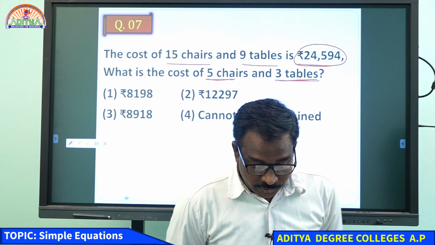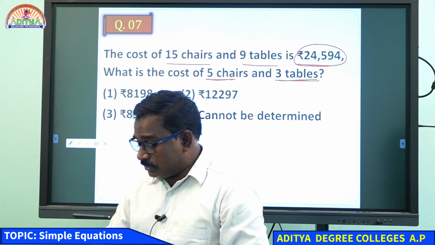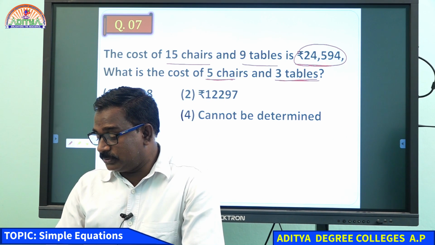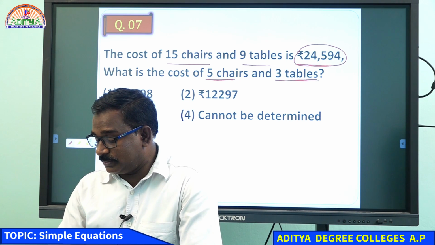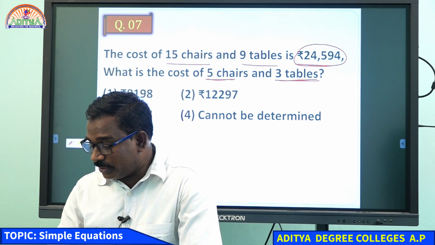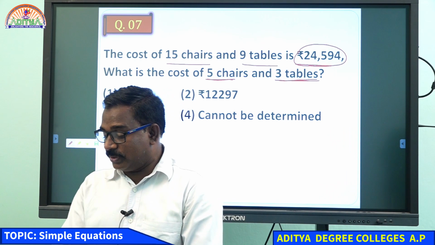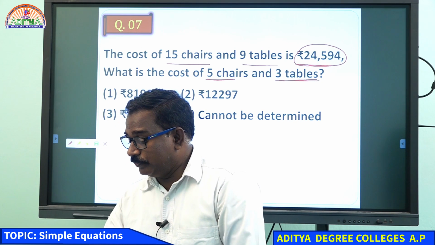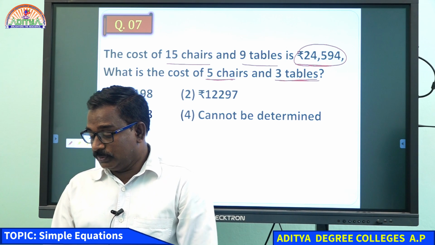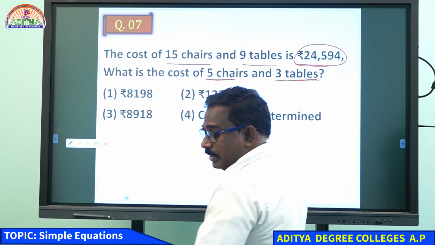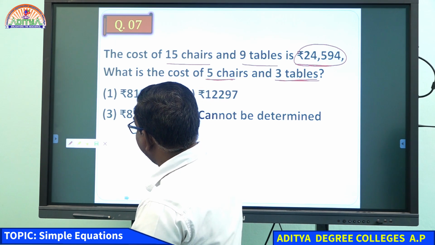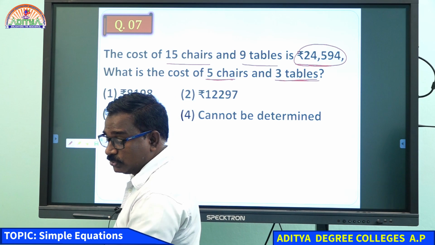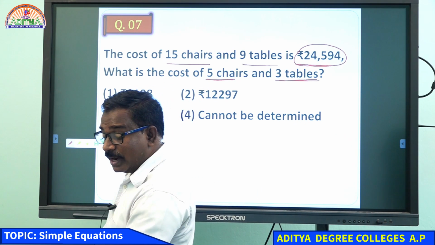Many are writing 8198. Somebody has written 12,294. Meher Manika has written that, and another member also. Once please verify your answer, what the question is giving and what is being asked. Just read it carefully. 8198 is given, 8918 is also given, and cannot be determined is also given, to make you confused.